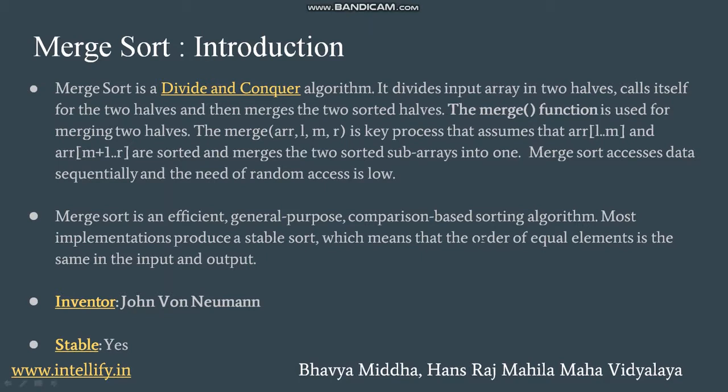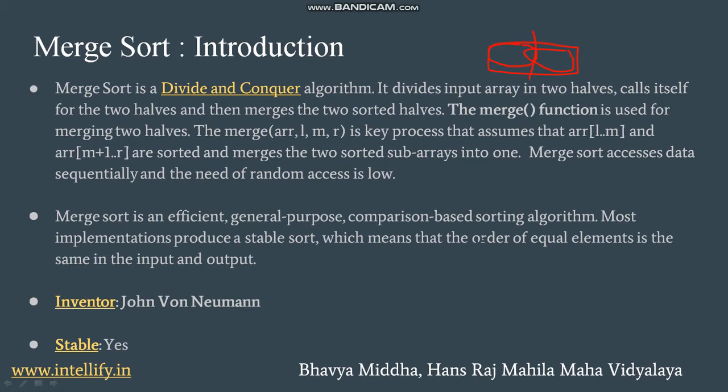Merge sort is a divide and conquer algorithm. It divides the input array into two halves. If I input my array, let us say it has 9 elements, the array is divided into two halves having 4 elements and 5 elements in each subarray. So it divides the input array in two halves, calls itself for the two halves, and then merges the two sorted halves. This particular subarray and this particular subarray are sorted individually, and then in the end, both are merged together.